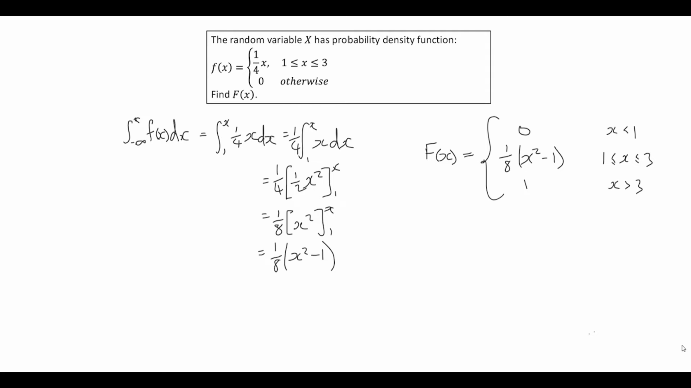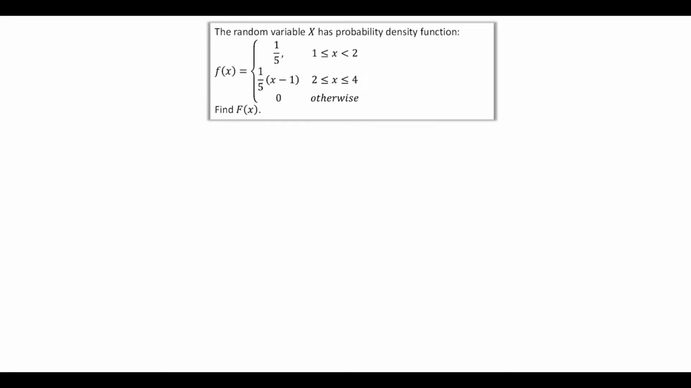So this piecewise function says that there's 3 different outputs that we can follow. 0 is what we follow for the case where x is smaller than 1. The function we found if x is in between 1 and 3, and the value 1 if x is greater than 3. Okay, once again, let's have a look at what happens if we have multiple functions. So here's a PDF, and you might recognize this one from the last lesson, where we have 2 different functions over 2 different intervals, and we need to find the cumulative distribution function.